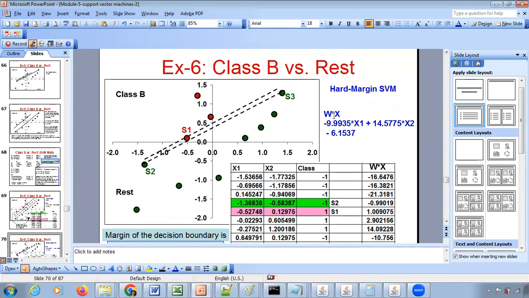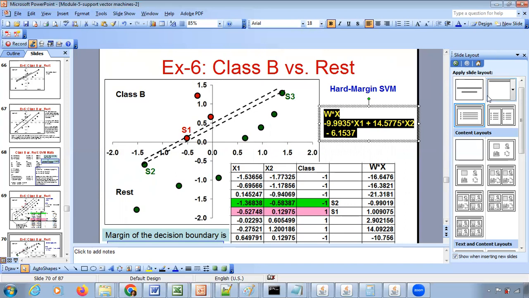So using this W times X may not be a good idea because we are having three classes here, and using a very narrow margin support vector machine for one of the three support vector machines may not be a good idea for the overall result, because it may lead to wrong prediction.